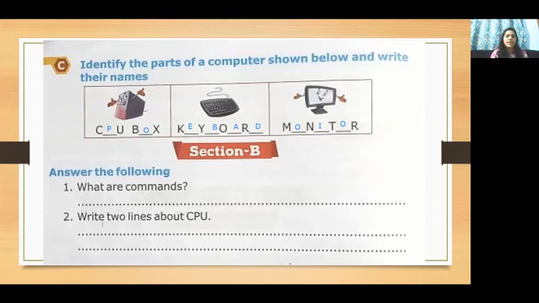Next question, write 2 lines about CPU. It's very easy. Yes, CPU is the brain of the computer. Then any other thing? Yes, CPU full form you can write. Central Processing Unit. The full form of CPU is Central Processing Unit.